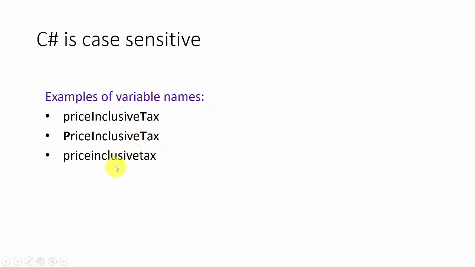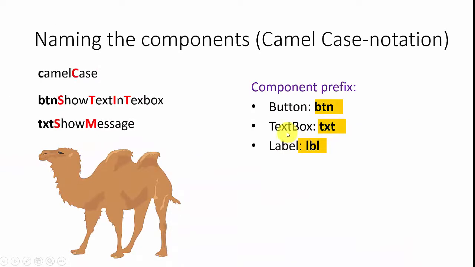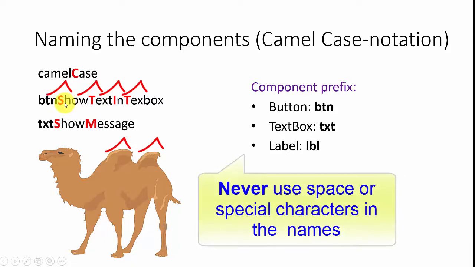Here we see some examples. These 3 names will be interpreted as 3 different variable names. 3-letter prefixes will always be spelled with small letters. For the rest of the name we use camel case notation. That means that we start each new word with an uppercase letter if the name is composed of several words, like we see here with the red colored letters. The uppercase letters become humps, just like humps on a camel, and that's why it's called camel case. Never use spaces or special characters in these kinds of names, and use English language for all your code elements.